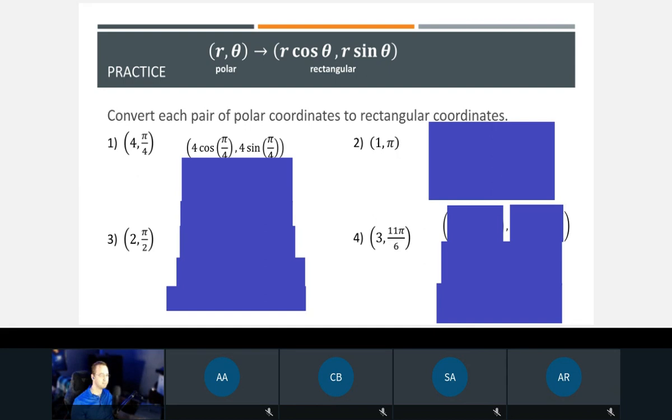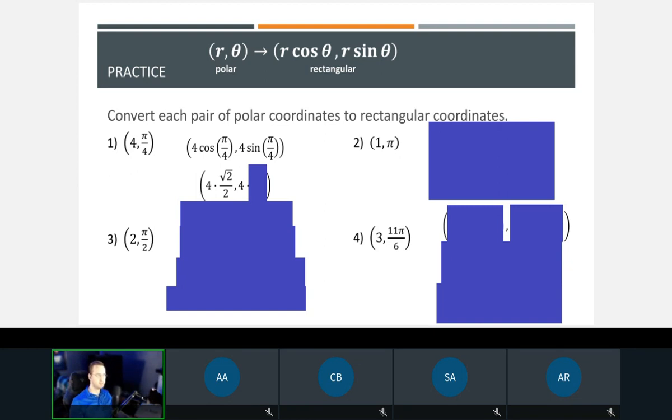Go ahead and write in chat. So Antonio says rad 2 over 2. Anybody else agree with that? Rad 2 over 2. We got some more people agree. Emily yells rad 2 over 2. All right. So rad 2 over 2. Remember, cosine is the x value. So the x value at the angle pi over 4 is rad 2 over 2.